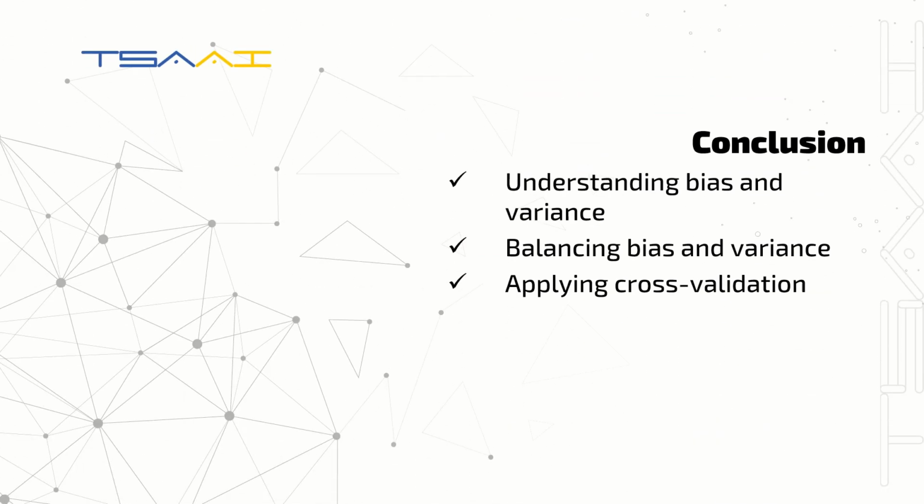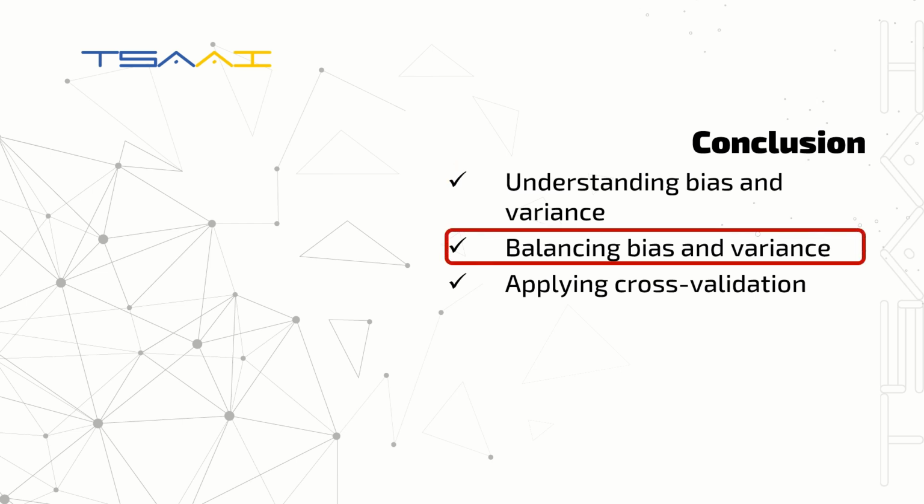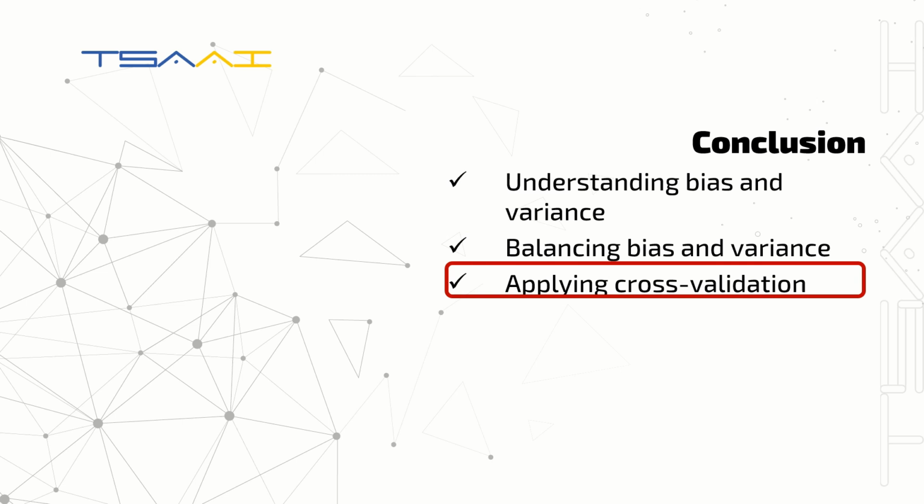Here you have it. Bias and variance play a critical role in the success of machine learning models. It is important to find the delicate balance between bias and variance. Cross-validation can help build more robust models. Understanding these concepts is fundamental to building robust and effective AI systems.